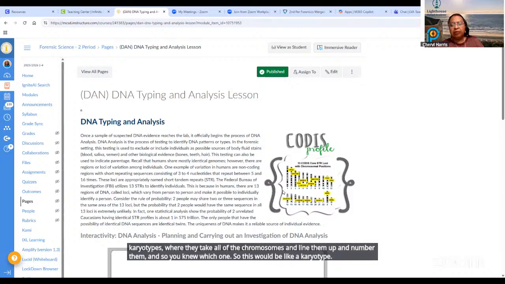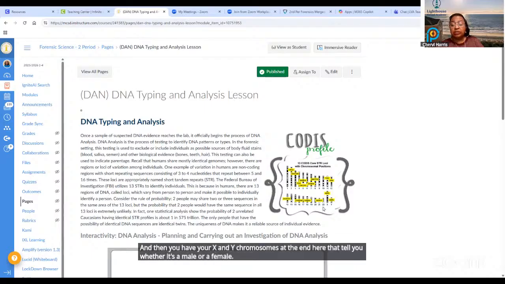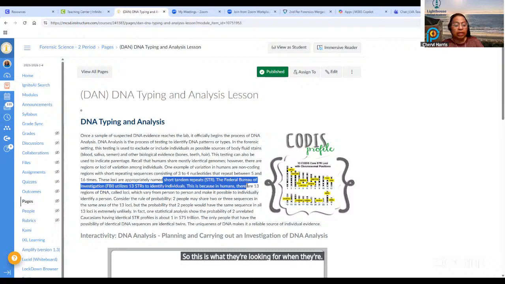And the position of the genes on each chromosome is unique. And then you have your X and Y chromosomes at the end here that tell you whether it's a male or a female. And then they mentioned in the video the STRs. Okay. So I told you to remember that, short random repeats. So this is what they're looking for when they're trying to identify.